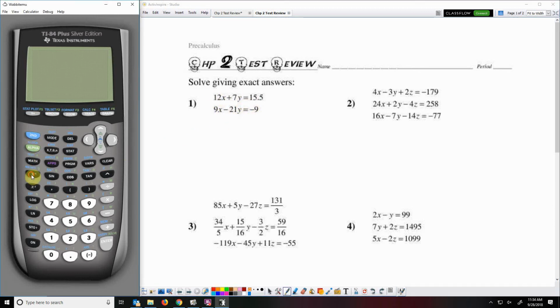So I'm going to go into Matrix and go over to Edit, Matrix 1 to a 2x2. And my matrix is going to be 12, 7, 9, negative 21. So those are our x and y coefficients.